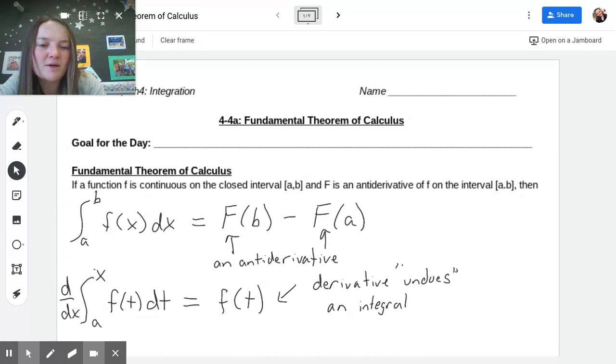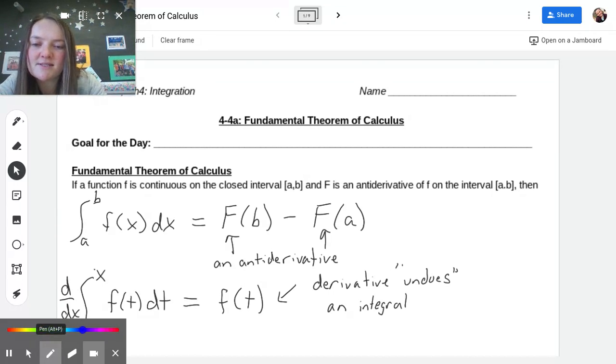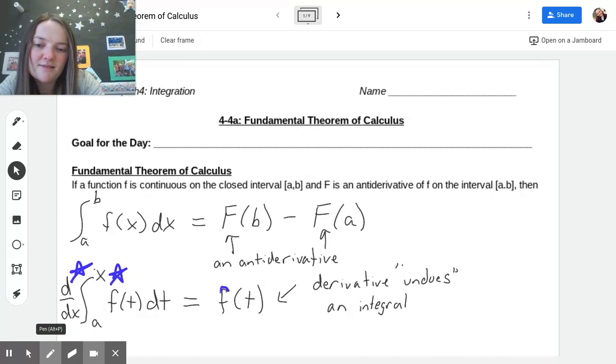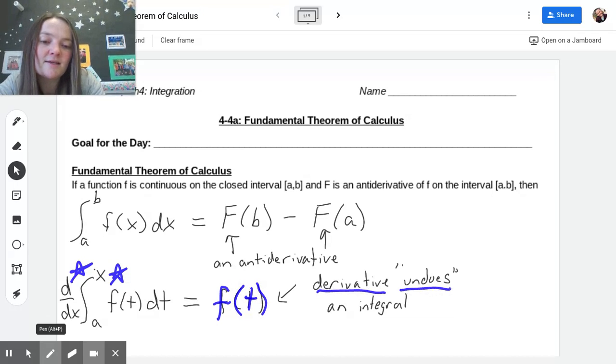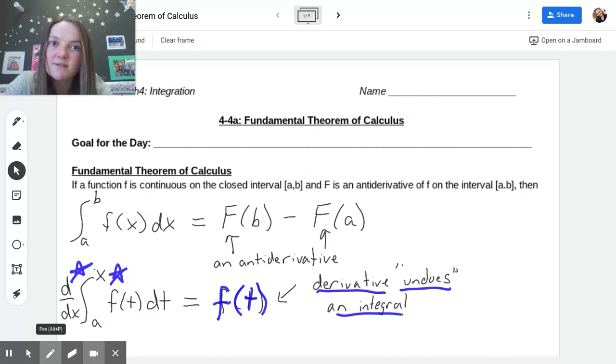So the first part of the fundamental theorem of calculus is this. Basically, if I take the derivative of an integral, I get the same thing out. Basically, the derivative undoes an integral. So a derivative undoes an integral, and an integral undoes a derivative.